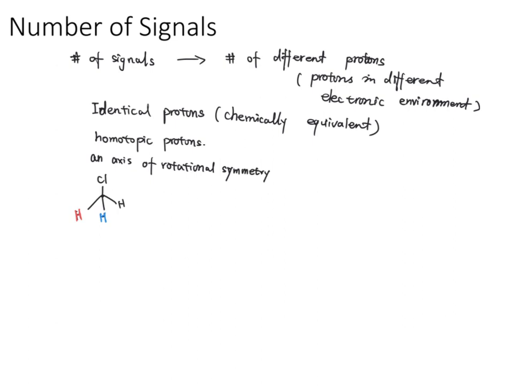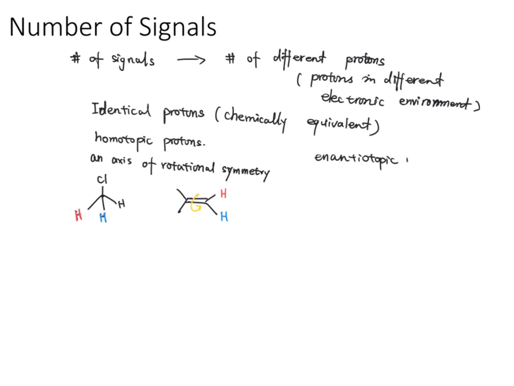I'm going to give you another example. If we are looking at this proton, the red proton, and the blue proton, imagine you rotate this molecule 180 degrees. The blue hydrogen and the red hydrogen will be in exactly the same electronic environment. So they also have rotational symmetry. They are homotopic protons.